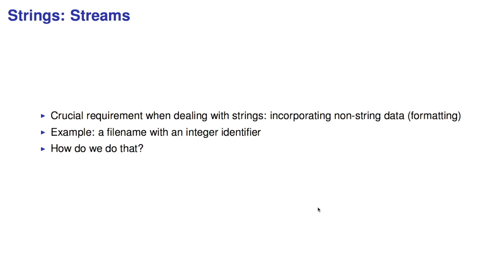Final thing, which is really important: suppose you want to include non-string data in a string. For example, you want to include a number in a file name because you're going to create 1,000 different files, and rather than giving them totally random names, you want to number them from 1 to 1,000 with some character identifiers before. So how do you do that?